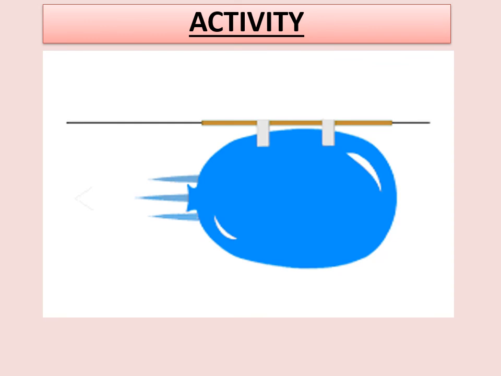One more point you have to remember: when you inflate a balloon and tie its neck, the air within the balloon exerts a force on the walls of the balloon equally in all directions. This is called the elastic force of the balloon. Now when you release the neck of the balloon to allow air to escape, what happens you will see in the next slide.